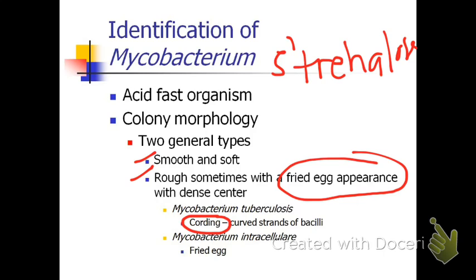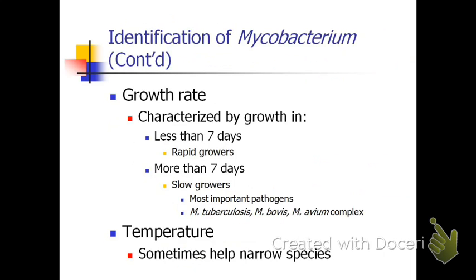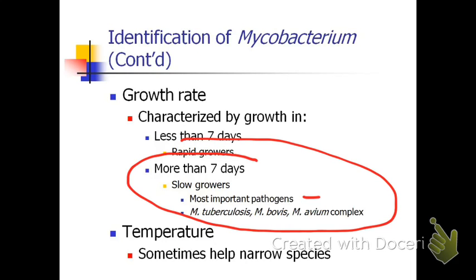And then the Mycobacterium intracellulare would also have the fried egg appearance. Now, growth rate. Mycobacterium tuberculosis is a slow grower. Those that are rapid growers are usually non-pathogenic microorganisms. When we say it is a slow grower, it will usually take more than a week for you to have a visible colony. So, these are important pathogens, including Mycobacterium tuberculosis, Mycobacterium bovis, and the Mycobacterium avium intracellulare complex.